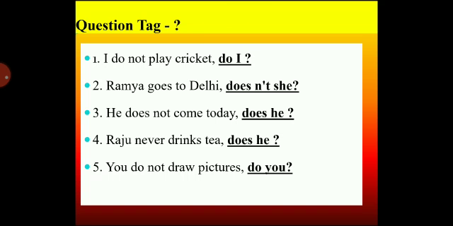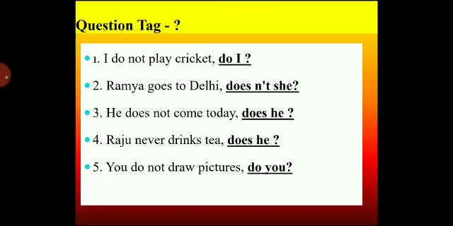Question tag means you should give the question tag. Ramya goes to Delhi, doesn't she? The sentence is in the positive manner, so the question tag will be negative. It doesn't come today, does he? The sentence is in the negative manner, so give a positive question tag. Raju never drinks tea, does he? Such sentences will be given to confuse you. Never indicates a negative manner.